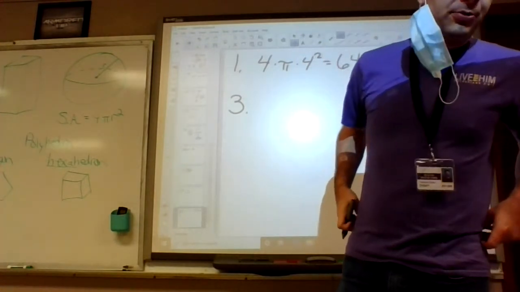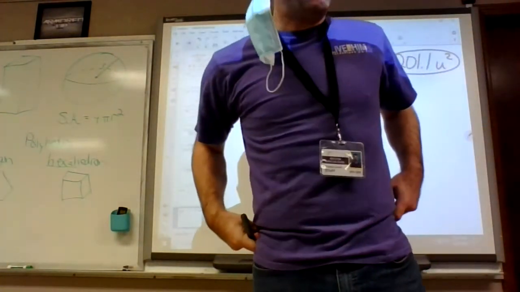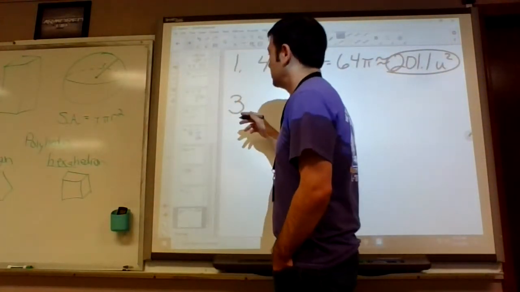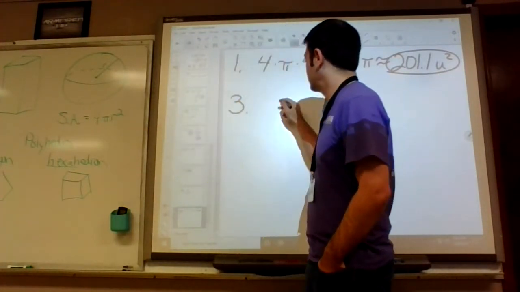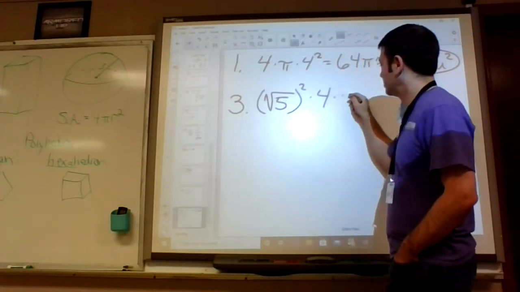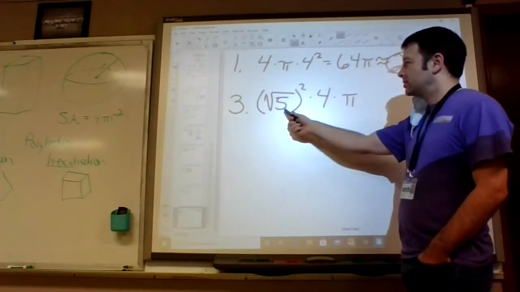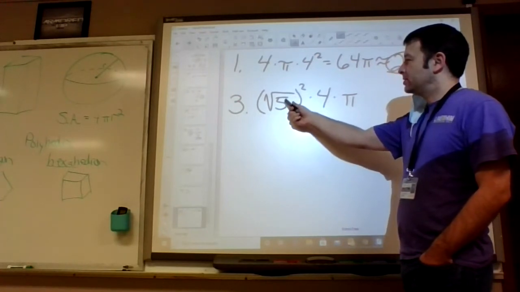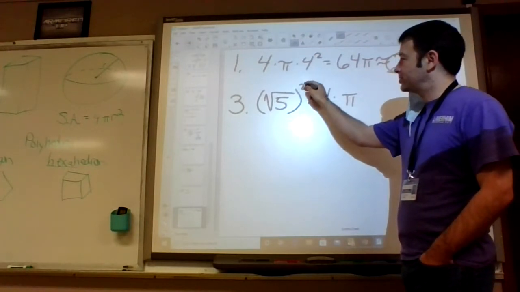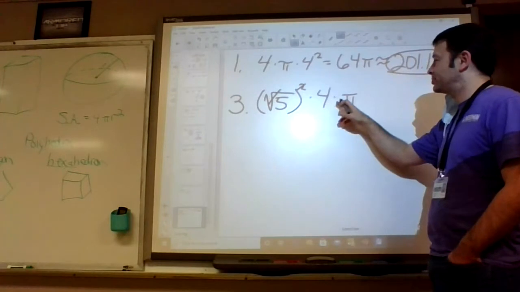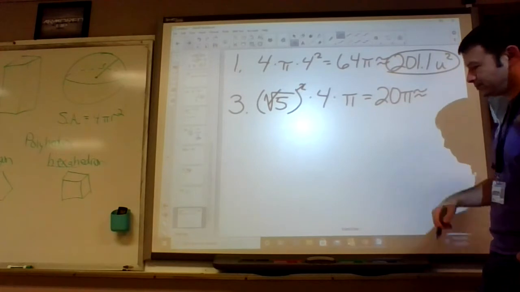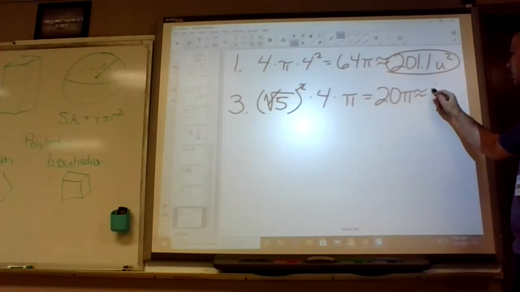Okay, number 3. How are we going to do that one? Square root of 5 times 4. Well, it's square root of 5 squared, right? Yeah, that would take it out of the square root, right? So would it be 5 squared, or would it be just 5? It'd just be 5. Square root of 5 times square root of 5 is square root of 25, which is normal 5. So yeah, the square and the square root always cancel out. So it's 5 times 4 is 20. So it's 20 times pi, which is what? 62.8.